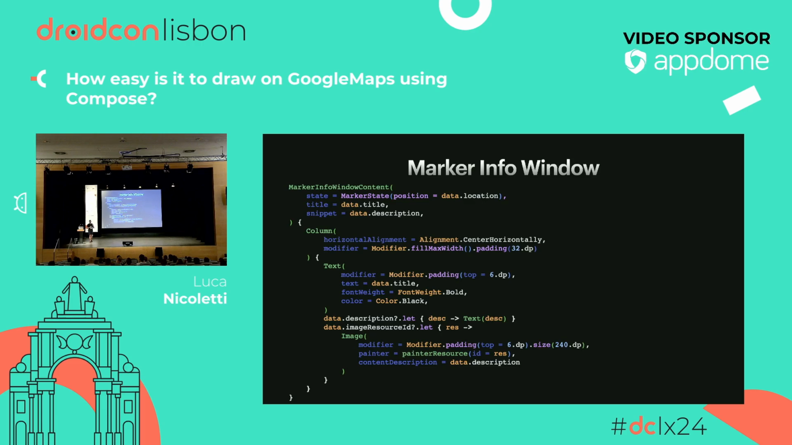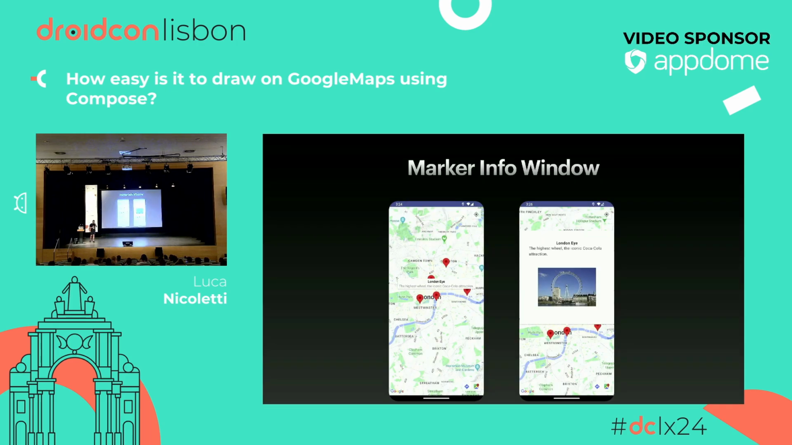And inside that content, you can use whatever composable you want. Here, I'm just using a column which shows the title with a different font style, description, if there is any, and if the data that is being used for the marker has an image, also the image. And this is the difference. On the left, the default marker info window implementation when there is title and description, and on the right, the code that I just showed you.